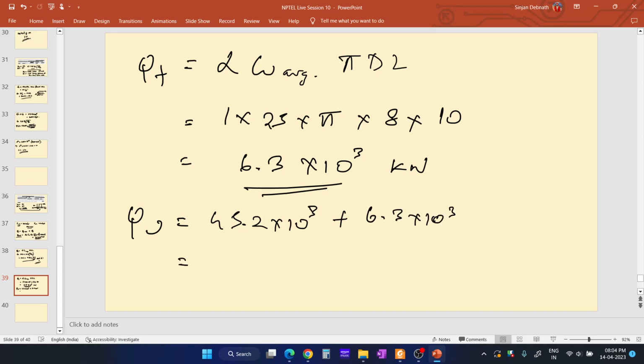Now, if we add both the terms, we will get the ultimate compressive load carrying capacity of the well. It is 51.5 into 10 to the power 3 kilonewton. We can also write it like this, 51.5 meganewton.